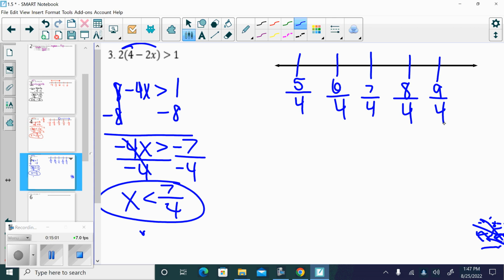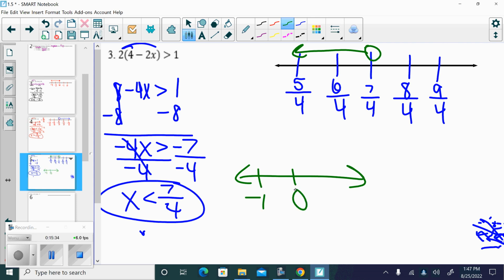All right, open or closed? Open because it's just less than, and because it's less than, am I moving to the left or the right? The left. To the left. Very good. So you just need to think about what your sign is. Think about it like a number line. If I have 0 or -1 to the right, it's got to be 0 because I'm getting more positive. Okay, this is stuff we should be comfortable with.